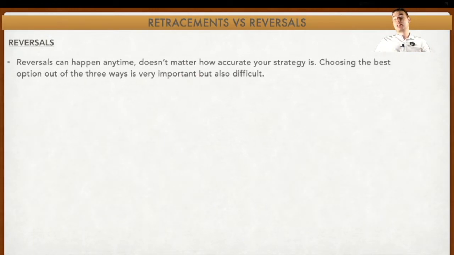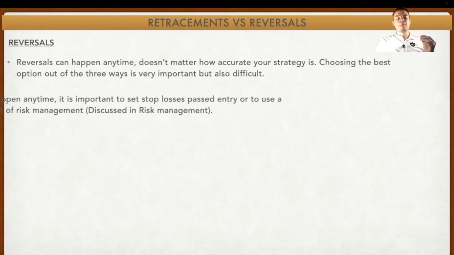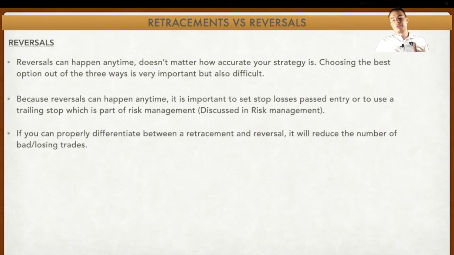Now, reversals can happen at any given time. It doesn't matter what strategy you have, whether the best strategy or the worst, or how accurate your strategy is, it can happen anytime. So choosing the best option out of those three is very important, but it's also difficult. There's no right or wrong way. Because reversals can happen anytime, it is important to set a stop loss past entry or to use a trailing stop, which is part of risk management.